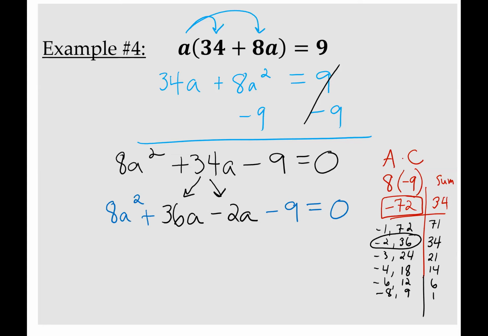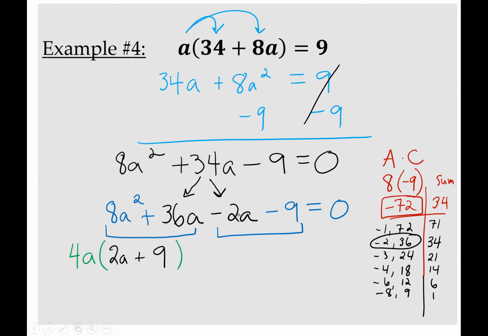Remember, we're factoring right now. So we're doing the AC method, which is also called the grouping method. I now have 4 terms. I can split them up into groups, and we'll factor by grouping. So I have 8a squared plus 36a minus 2a minus 9. For the first group, 8a squared plus 36a, the GCF there would be 4a. So we'll take out 4a, and then in parentheses, what's left over is 2a plus 9.